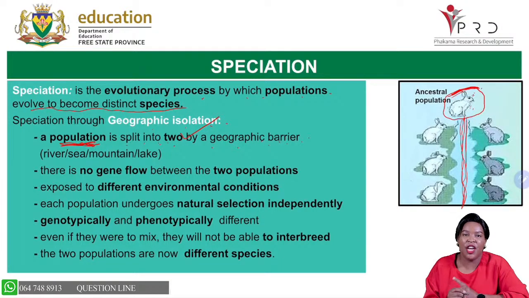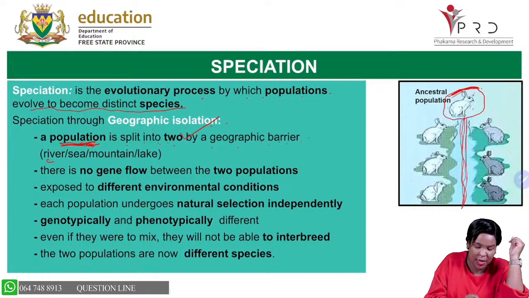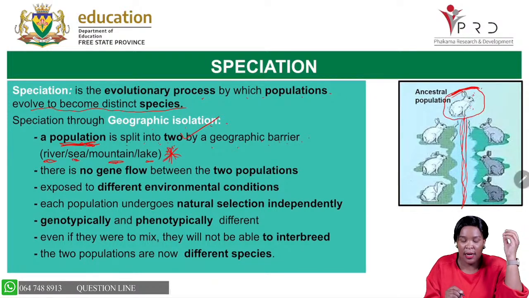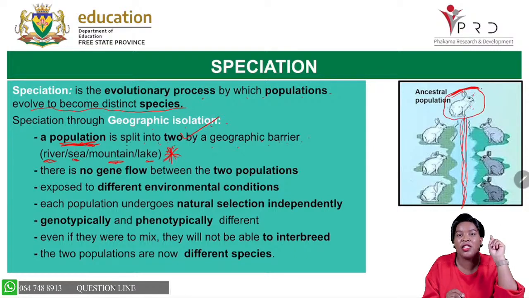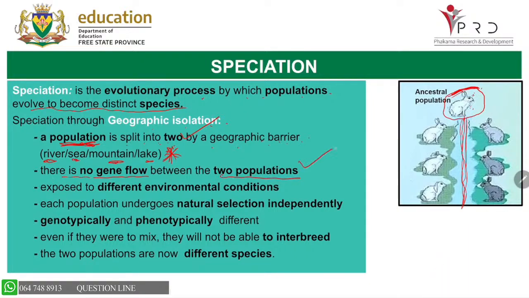In your answer, check from the scenario that you are given, what is the geographical barrier? A geographical barrier can be a river, a sea, a mountain, or a lake. And there can be a compulsory mark here. If you did not mention that particular geographical barrier, you may lose that one mark. Please make sure that you mention it if it is mentioned in the question. Then, since they split into two, what is going to happen? There is no gene flow between the two populations.